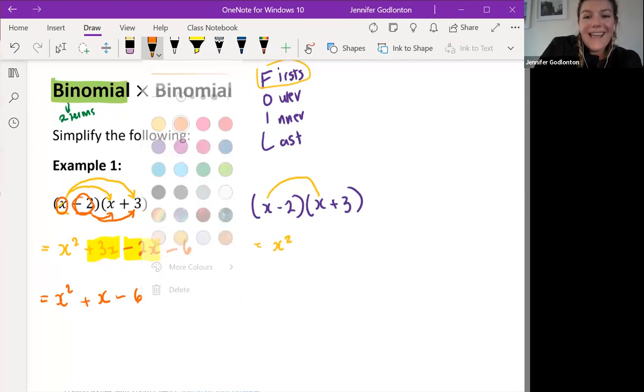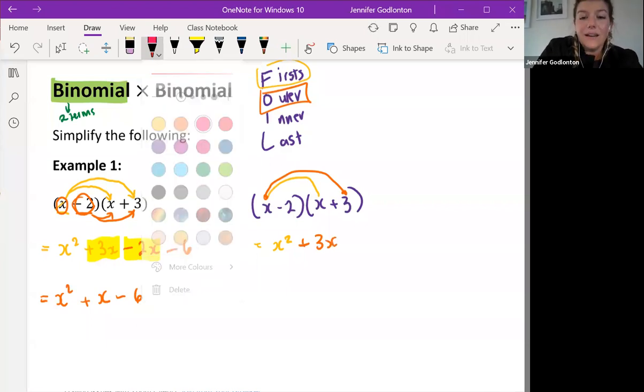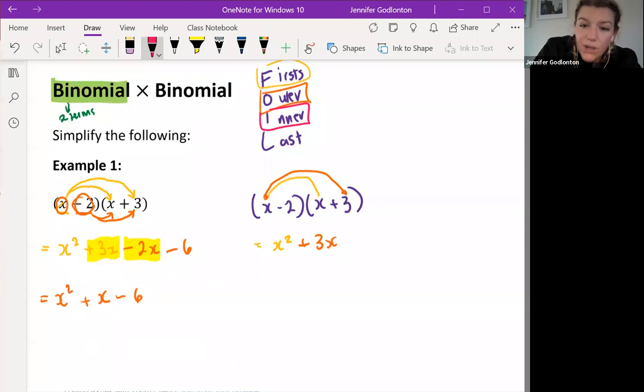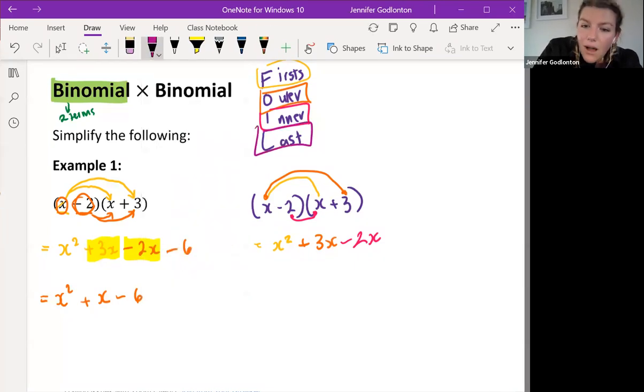Next one is saying outer. So we're thinking the outer term here times by the outer term of that bracket. So x times 3, which gives us our 3x. Then we have inner. So our inside terms. So that's -2 times x, which is -2x. And then our last one, last is our last term multiplied by our last term, which is -2 times 3, which is -6.